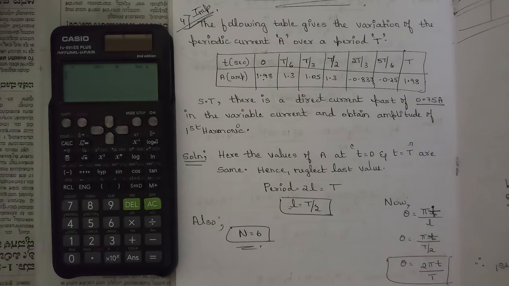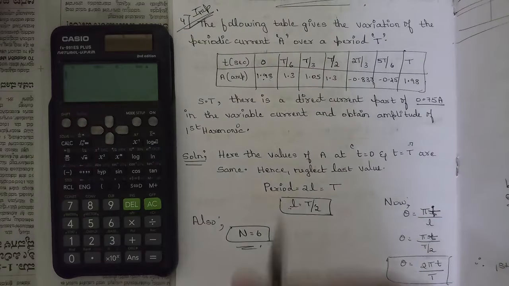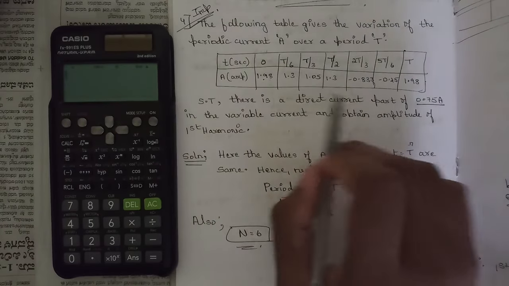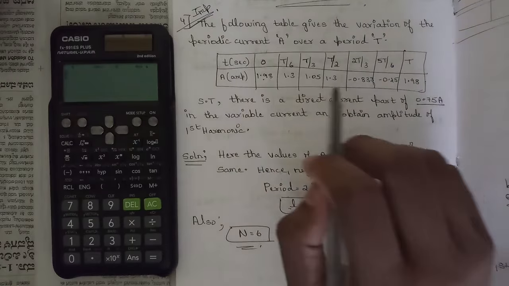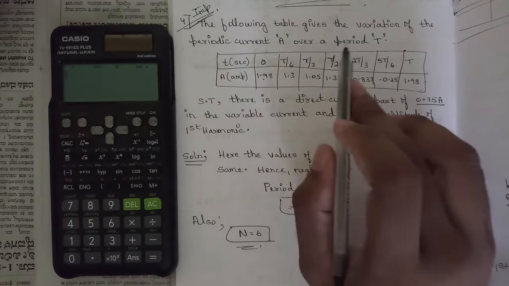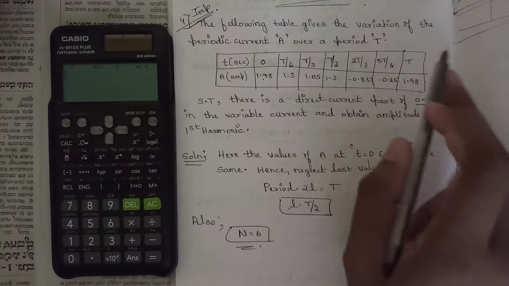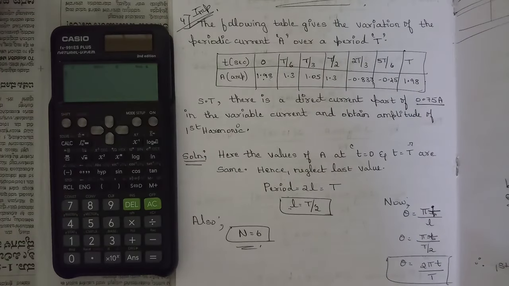Okay, so the question is, the following table gives the variation of the periodic current A over a period T. So they have given the tabular column of time and amperes. So they have given as 0, T by 6, T by 3, T by 2, 2T by 3, 5T by 6 up to T. So here we can see that the limit is from 0 to T. Okay, instead of 2 pi it is T.